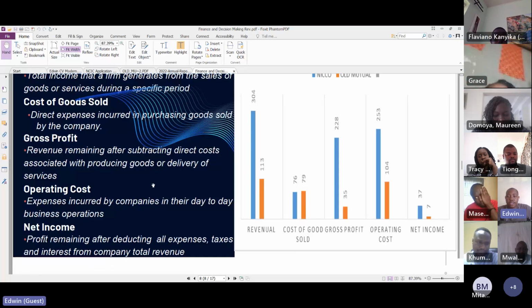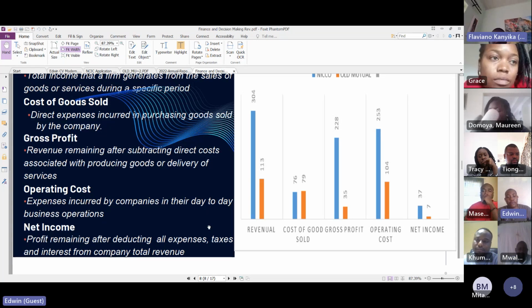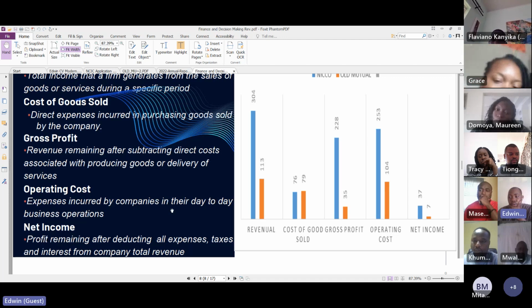The operating costs for NICO were on the higher side than for Old Mutual, at 253 billion compared to Old Mutual's 104 billion. Overall, for the year ended 2022, NICO had a much higher profit at 37 billion compared to Old Mutual at 7 billion.